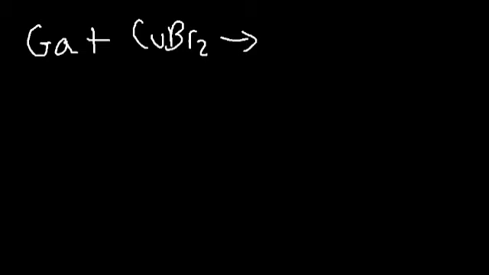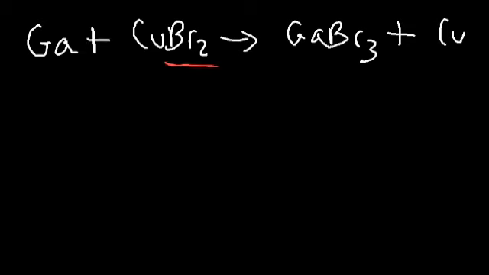So here's another example. Gallium plus copper bromide produces gallium bromide and copper metal. Go ahead and balance the reaction. So notice that we have 2 bromine atoms on the left side and 3 on the right side. So we have that even-odd situation. The least common multiple of 2 and 3 is 6. So what you want to do is try to get 6 bromine atoms on both sides.